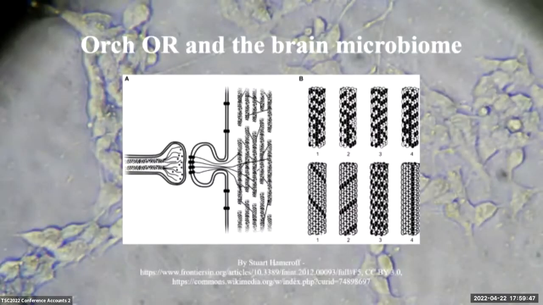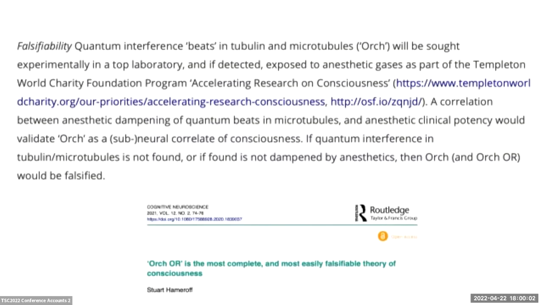Now, you may wonder, what has all this to do with the Orch OR theory? So what is the relationship? What could the brain microbiome add to the Orch OR theory? In my humble opinion, it could add a lot. For example, this is one of the latest articles that I read on Orch OR theory, how to falsify the theory or to prove it right.